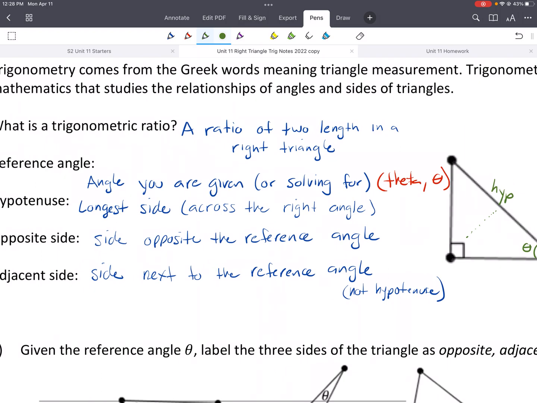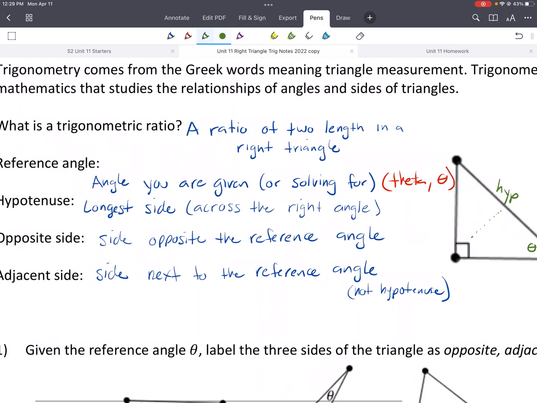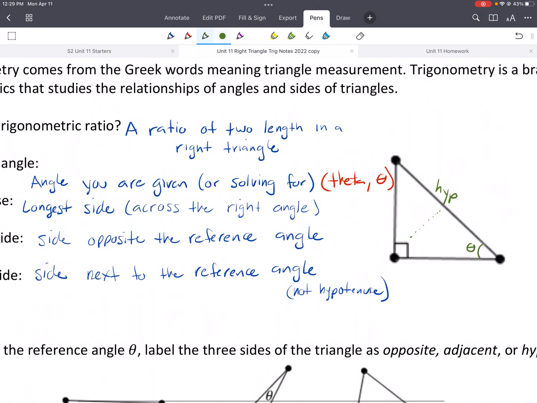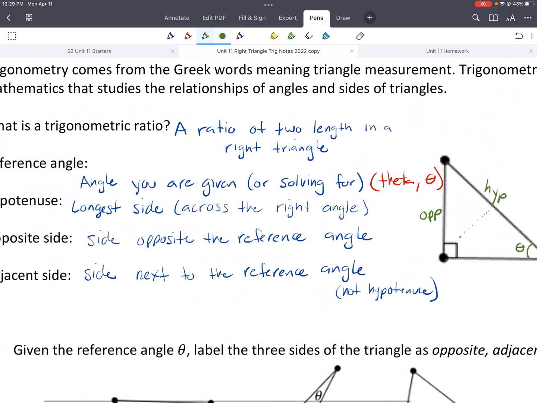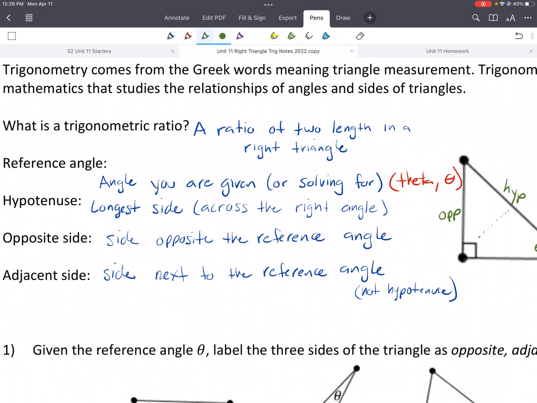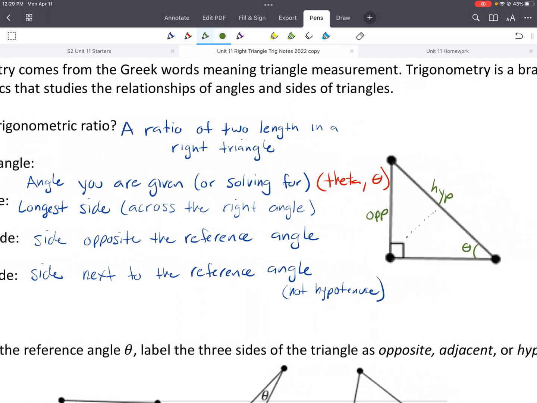Next we have the opposite side. The opposite side is the side that is opposite of that reference angle. So this would be our opposite. It's opposite of that reference angle. And then the last thing is the adjacent side. Adjacent meaning next to. So this would be the adjacent. You'll need to be able to identify that for any type of problem.